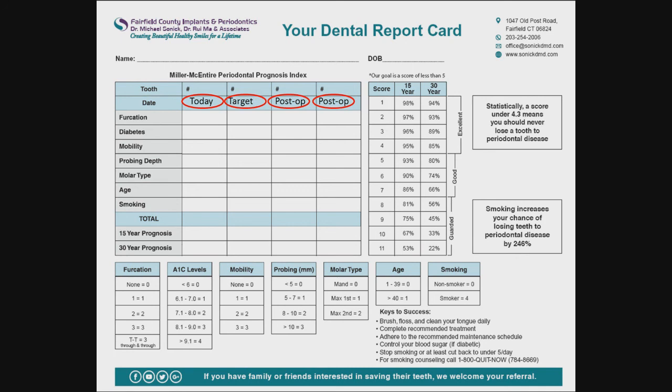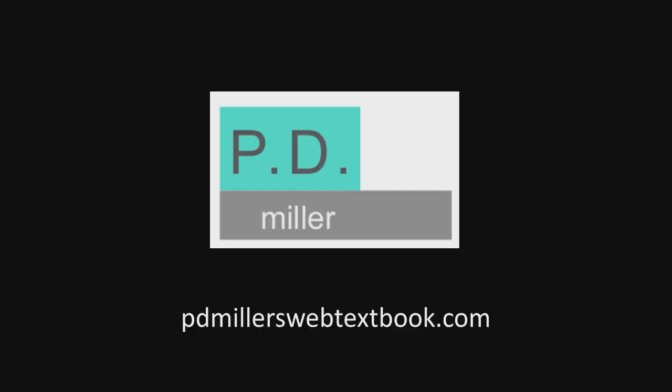Patients like numbers. They like to evaluate how successful they can be. So if you're interested in using this system, certainly you can use one of the modifications of these score sheets or even make up one that suits your needs. But please give the patient the idea of what can be accomplished if they are interested in saving their teeth.